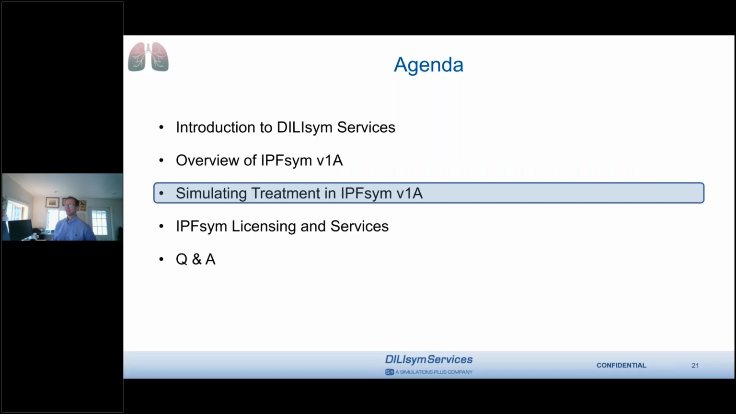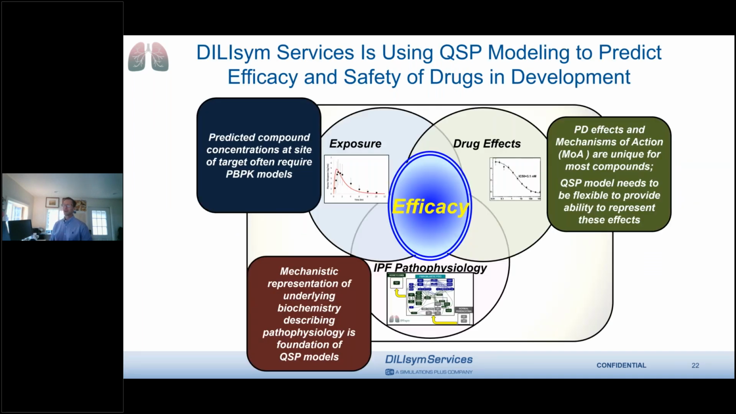Okay, so simulating treatments within IPFsym. From the QSP modeling practices, what we have is our representation of the pathophysiology. I've given you a glimpse at how we've done that and a little bit of the validation. Now, what we need to do is to overlay the effects of the drug.